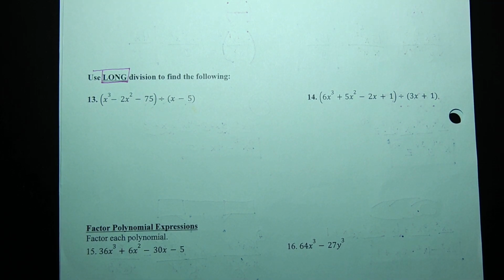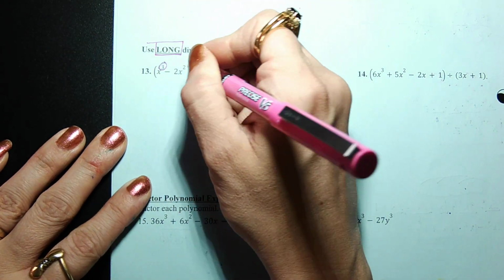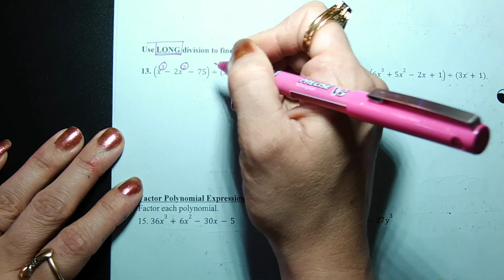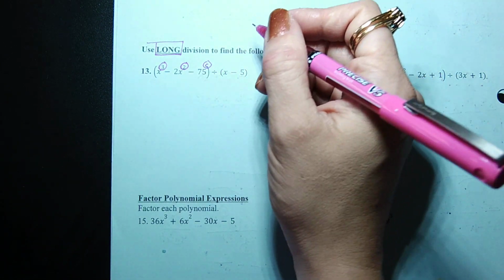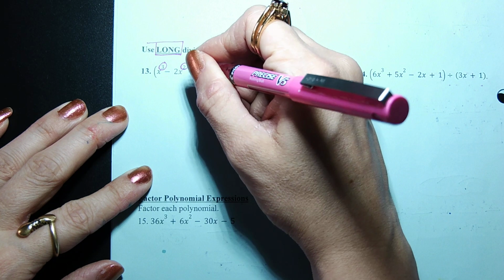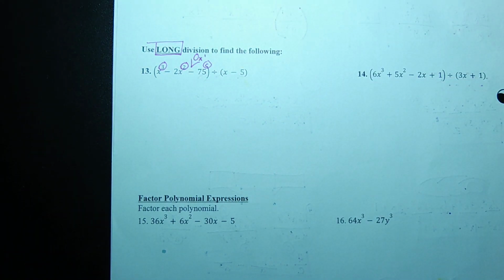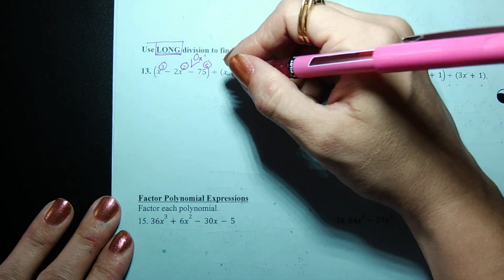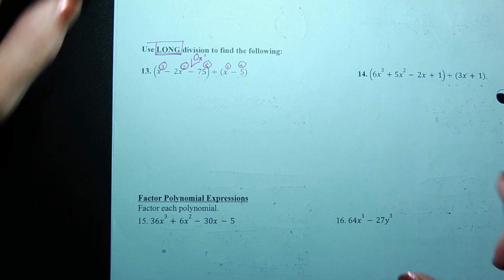Let's see. Looking at this first one, number 13, we've got x cubed, x squared, and then the constant. Are we missing something? Yeah. Who are we missing? x to the first. So we need 0x to the first, or just 0x. Now for my divisor, we've got x to the first and the constant. That's all good. I got the big power, and I've got it all the way down to the constant.